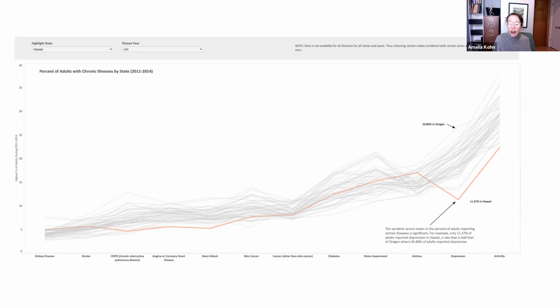And notations in color are used to draw your attention to how low residents of Hawaii are in relation to other states on rates of depression, particularly in relationship to Oregon, which is highest on rates of depression.